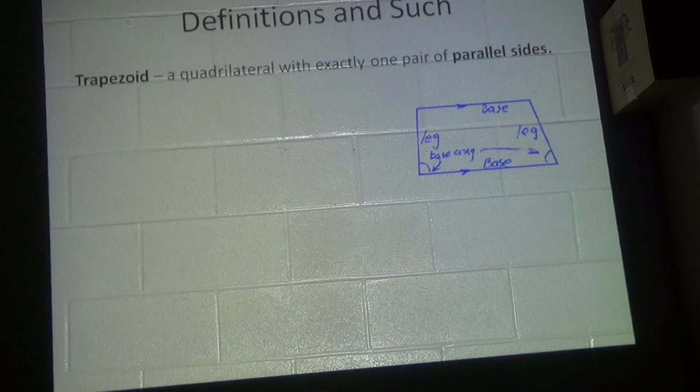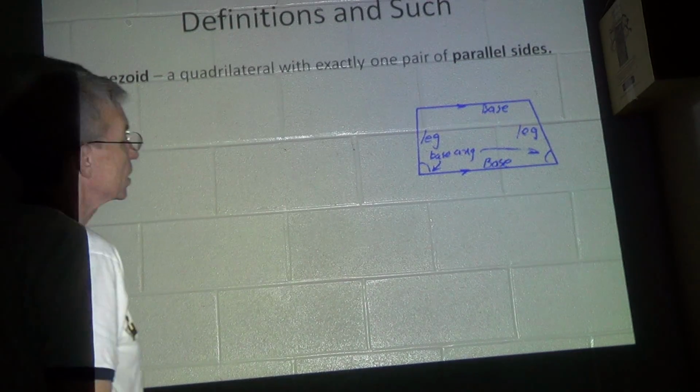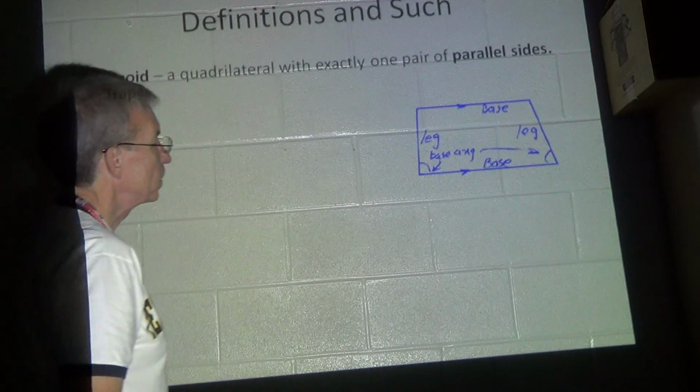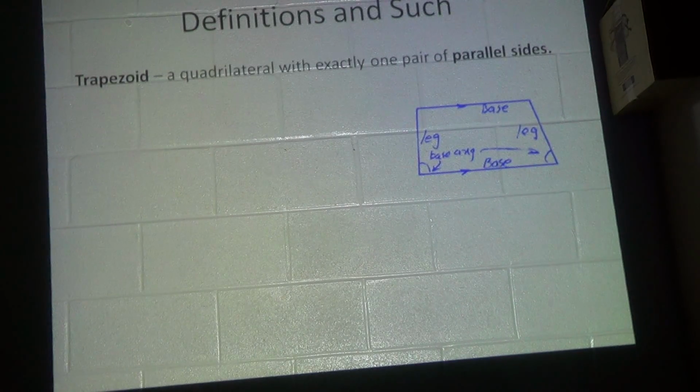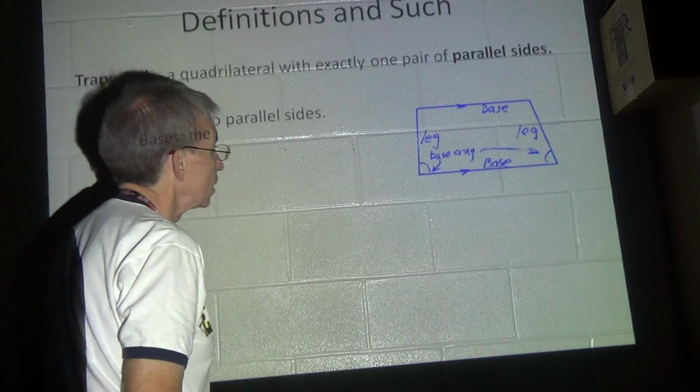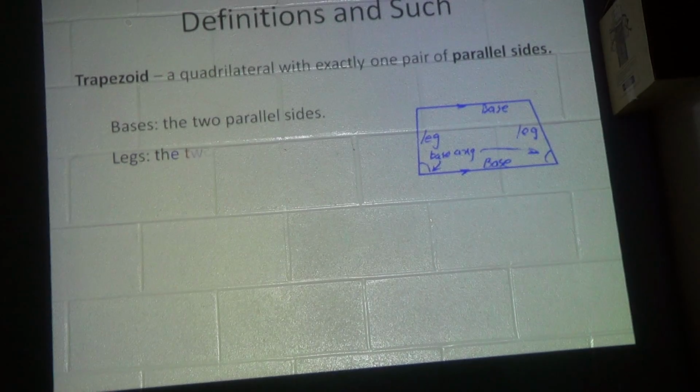A trapezoid is simply a quadrilateral with exactly one pair of parallel sides. So you have two bases that are parallel to each other. Okay, so let's see where this leads us. The bases are the two parallel sides, as I just said. The two sides that are not parallel are called legs. So the legs are the two non-parallel sides.